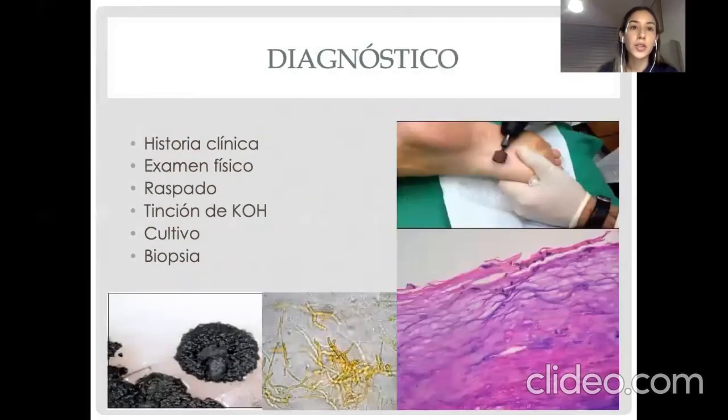The diagnosis is made through a clinical history of the patient, a physical exam, scraping of the lesion, and a lab culture of the material collected from the scraping. A biopsy is not often performed but can be helpful, as can a potassium hydroxide test.